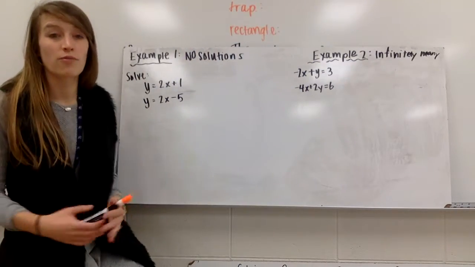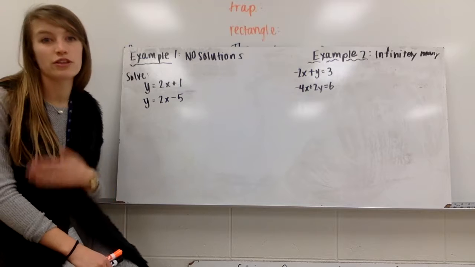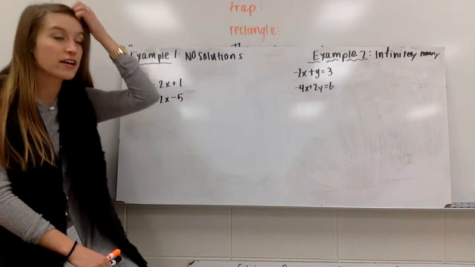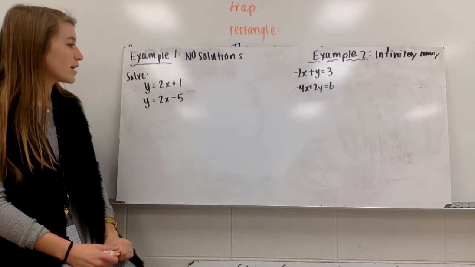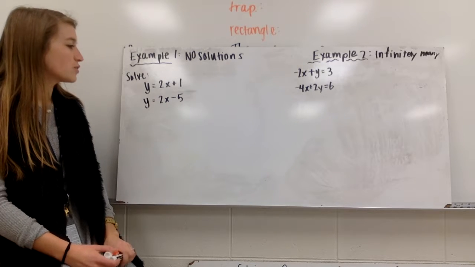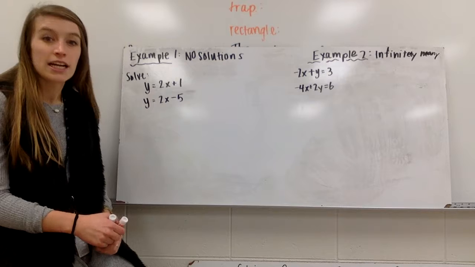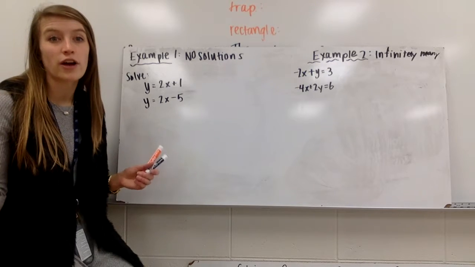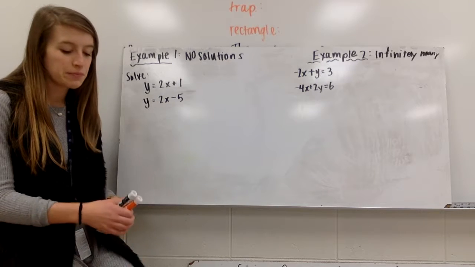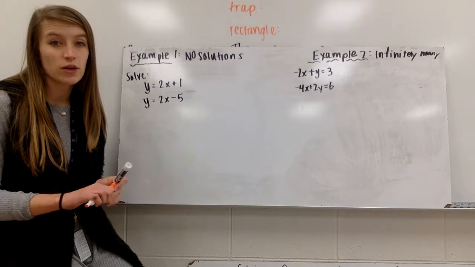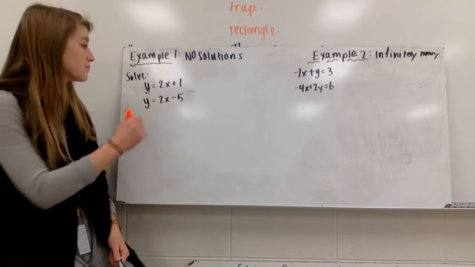Now, in 5.4, unless it tells you how to solve it, you can solve it in any way that you would like. So this first one says, solve y equals 2x plus 1 and y equals 2x minus 5. Now, this one might be one you want to graph right away. Why? Because both these lines are in slope-intercept form. Another very easy and quick one to do would be substitution.